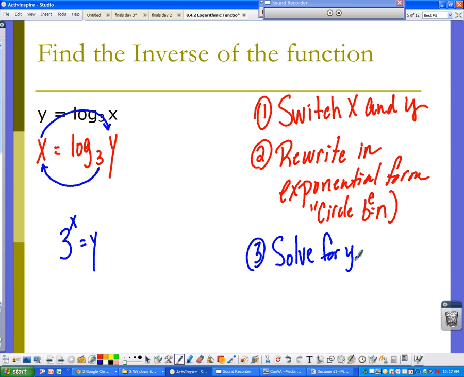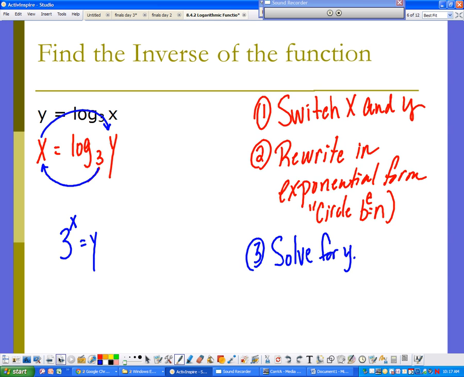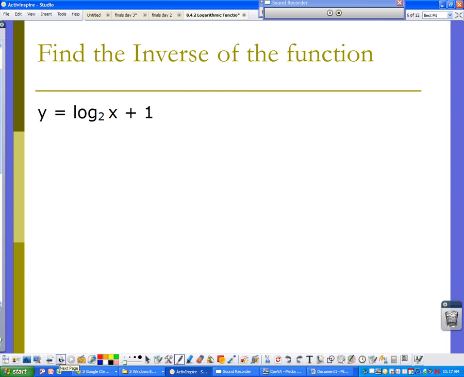Okay, all right, so let's go ahead and look at the next example. The next example, again, same thing. Remember, we got to switch x and y. So we're going to have x equals log 2y plus 1. Okay? And then we're going to circle around. We're going to write an exponential form.